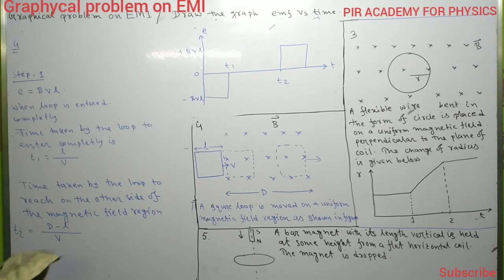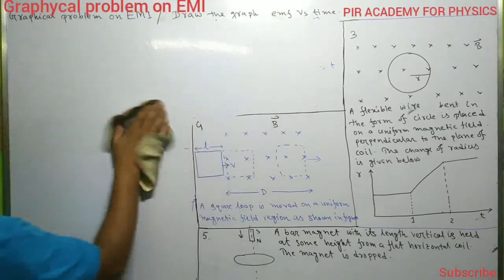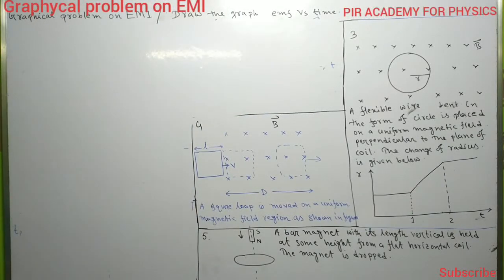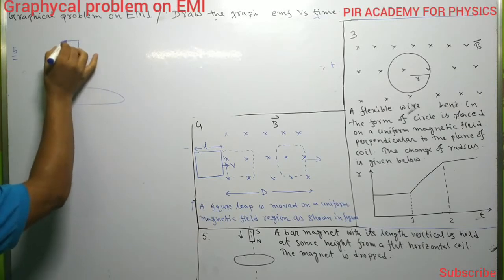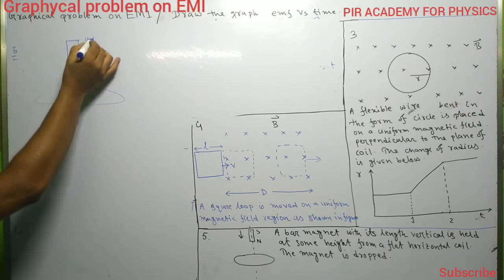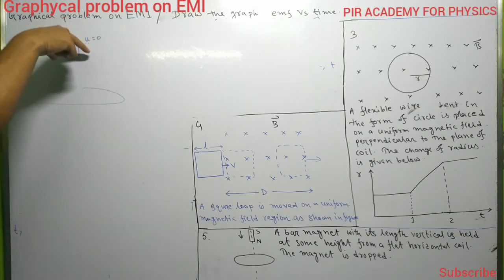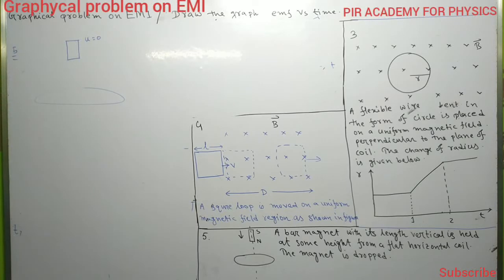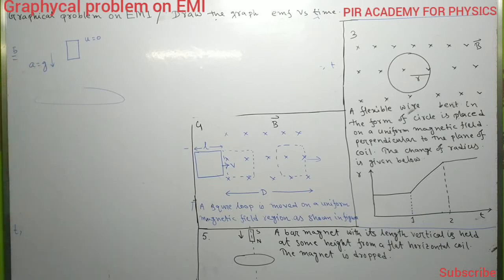Now the situation number 5, that means problem number 5. What is problem number 5? Problem number 5 is, this is the loop and this is the bar magnet. This bar magnet's initial velocity is 0 and it is dropped under gravity. That means the acceleration of this bar magnet is g.